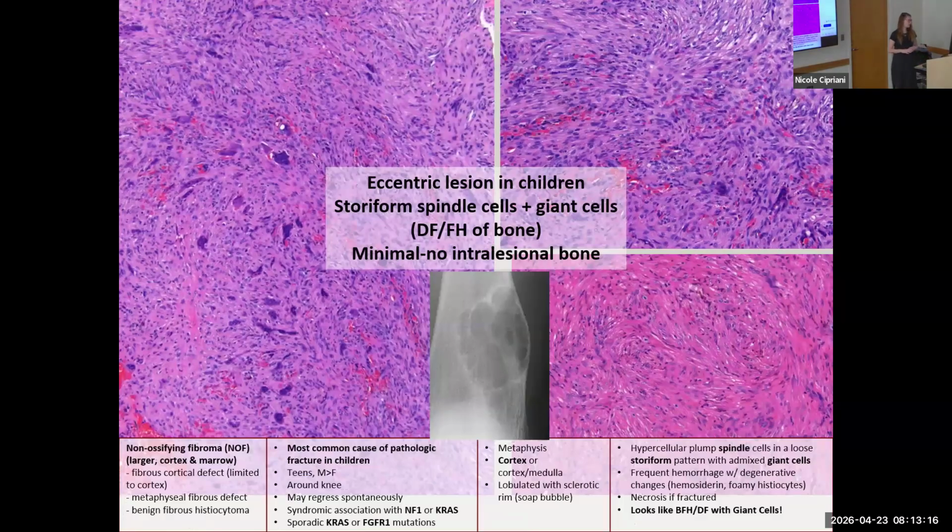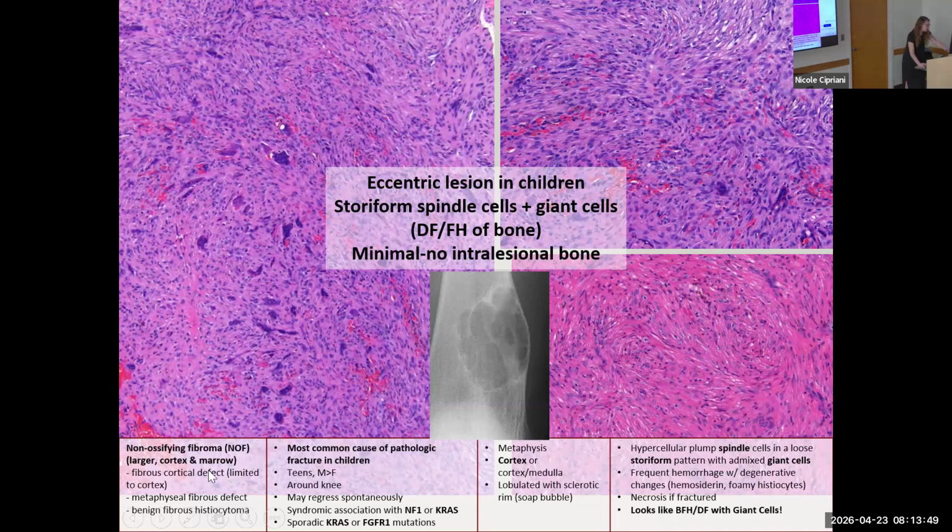Okay, non-ossifying fibroma. Not really cartilage forming and not really bone forming, but kind of fibroblastic. So it looks like, some people say, almost a benign fibrous histiocytoma or a dermatofibroma in bone with these spindled storiform cells with these scattered admixed giant cells. It has this sort of soap bubble lobulated appearance. It is statistically, right, the most common cause of pathologic fracture in children. So when that comes up, most common thing, this is one of them.